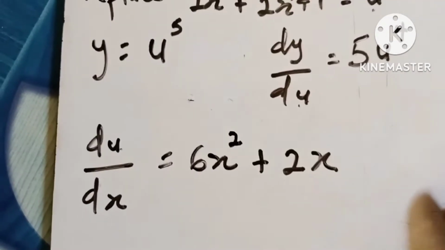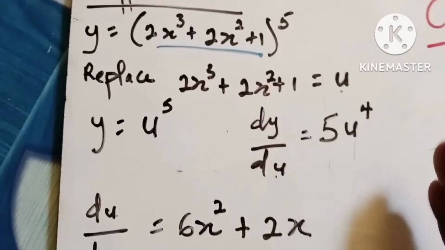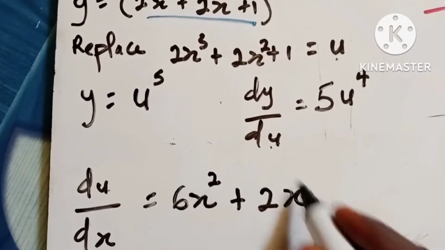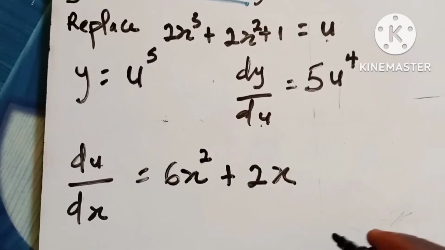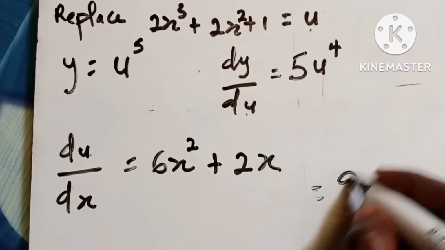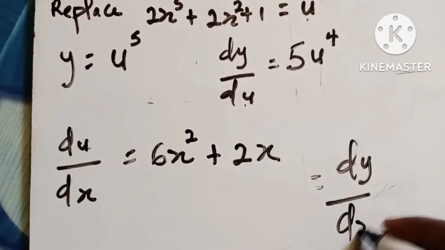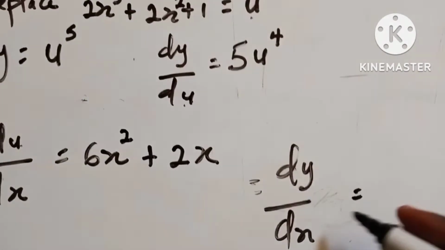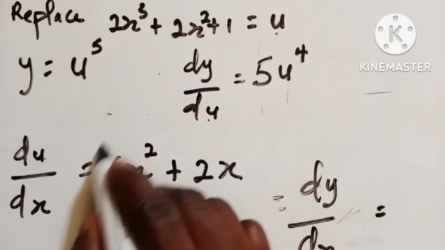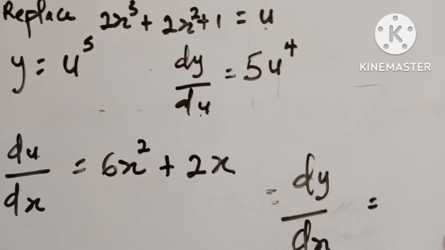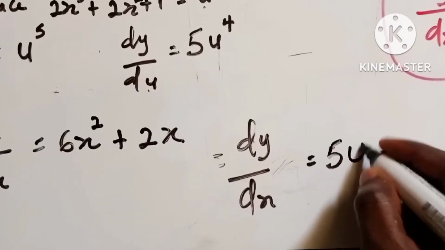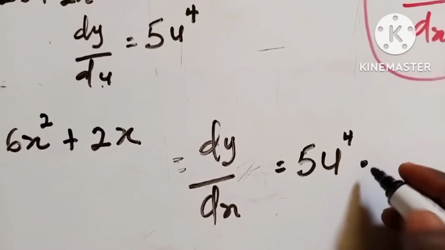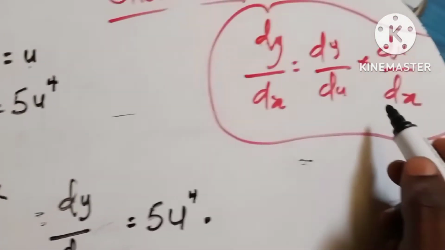The secret here is just to separate it one by one, then solve each. Now we have this one and this one as well. What is the question asking us to find? The y with respect to x. So we want y and x as variables, so we combine both together. We have 5u raised to the power 4 multiplied by, there's no other operation, that's the definition.